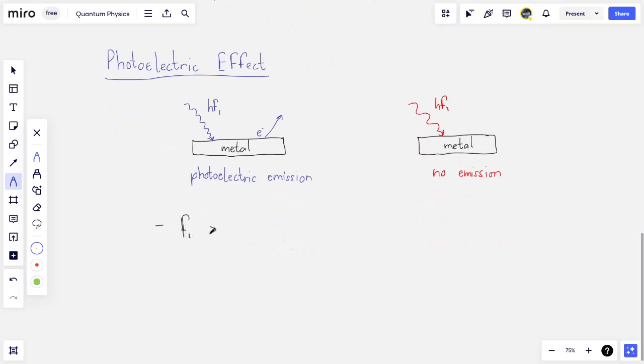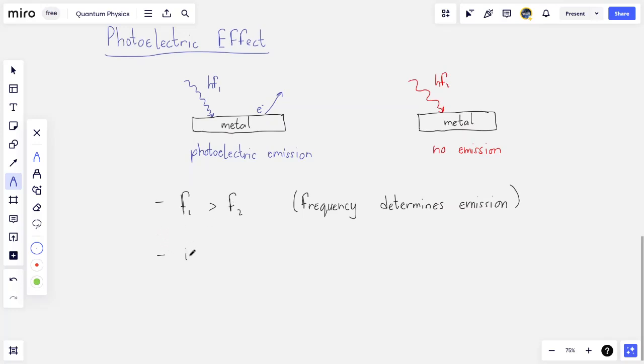But what we can see is that f1 is greater than f2, and so he noticed that the frequency determines the emission. In this case, the frequency also was represented by a different color. Okay, but for most metals, we need frequencies much higher than blue light: ultraviolet, gamma rays, etc.